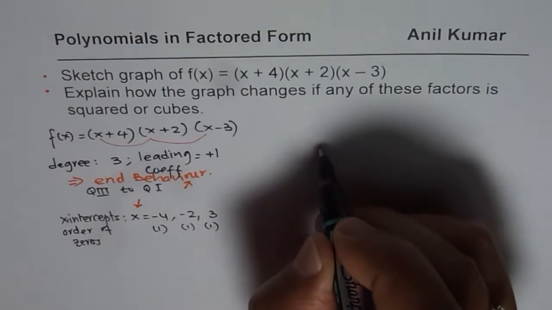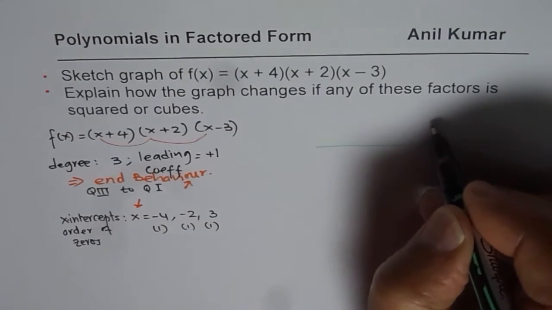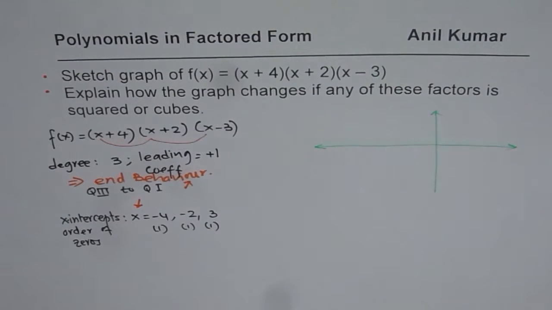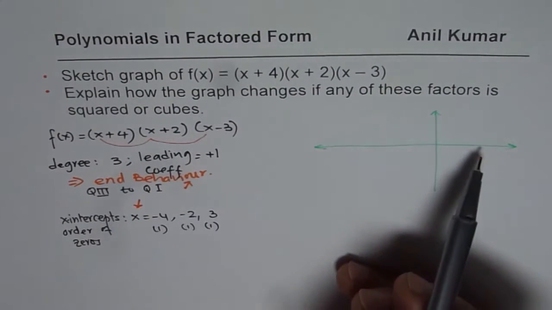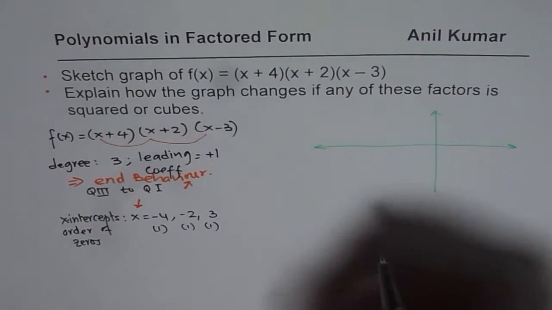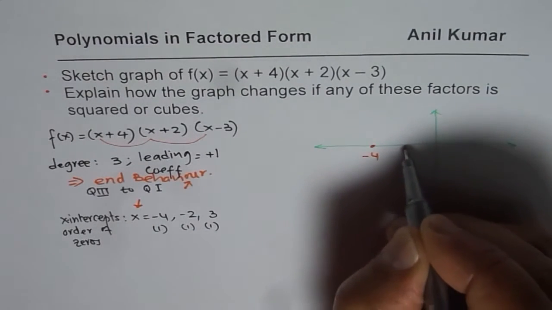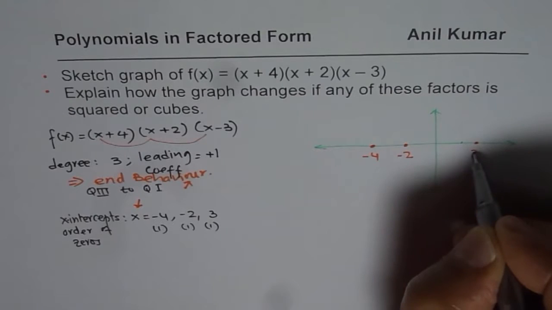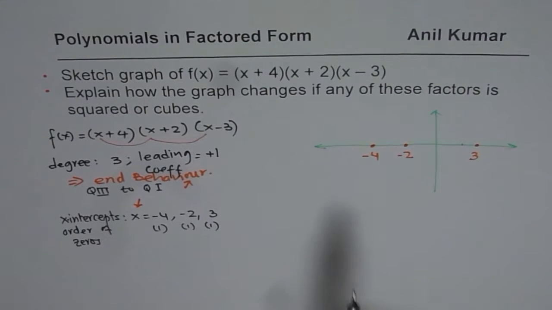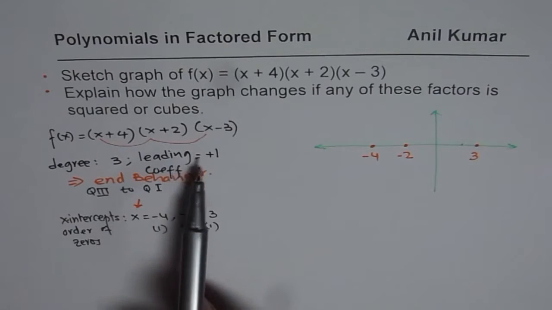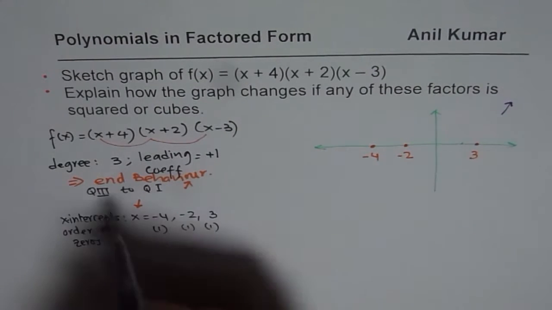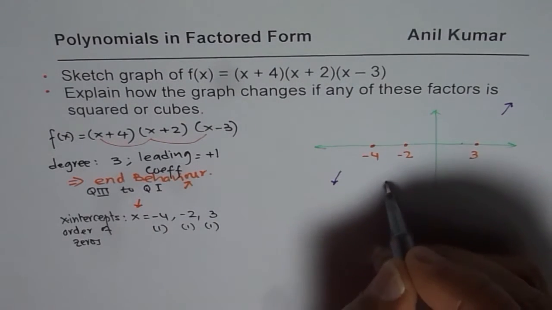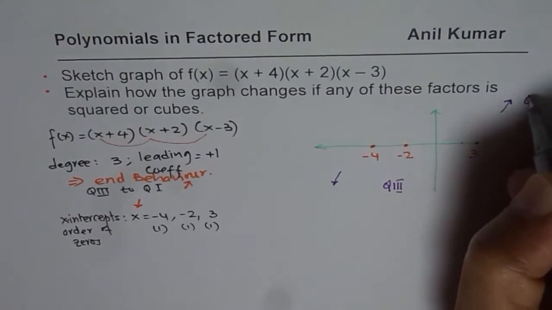So let me make a very rough sketch here and explain again how we can sketch a polynomial when given in factored form. So zeros, mark them on the x-axis: minus 4, minus 2, and 3. So let's say this is minus 4, and let's say this is minus 2, and let's say this is 2, and let's say this is 3 for us. So we have marked the zeros. Now check the end behavior. Leading coefficient is positive, right side up. Degree is 3, opposite ends. So that is the end behavior, quadrant 3 to quadrant 1.